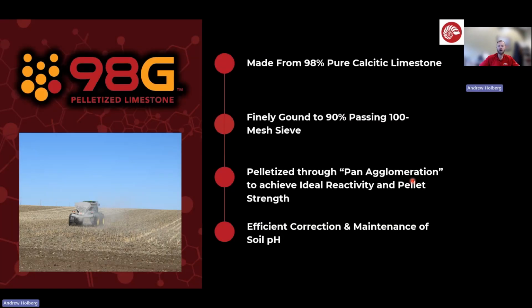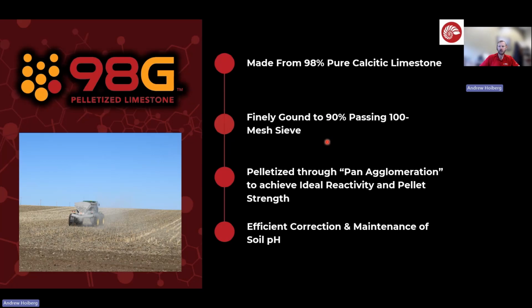So focusing a little bit more on 98G here, it's made from 98% pure calcitic limestone. So again, that calcitic is going to offer us quicker reactivity and overall better effectiveness compared to dolomitic. We then put it through our proprietary grinding process to get 90% of it passing a 100 mesh sieve. Again, that really helps to drive that rapid reactivity that 98G has become known for over the years.